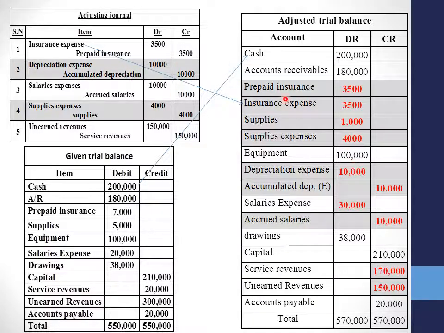يبقى انا هعمل الادجستد ترايل بالانس من الجورنال اللي انا عملته، الادجستنج جورنال اللي انا عملته، والجيفن ترايل بالانس بالطريقه اللي احنا شفناها. طبعا لازم اجمع الديبت واجمع الكريدت، لازم يطلعوا قد بعض.